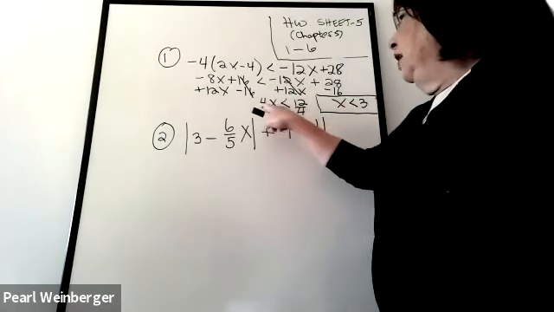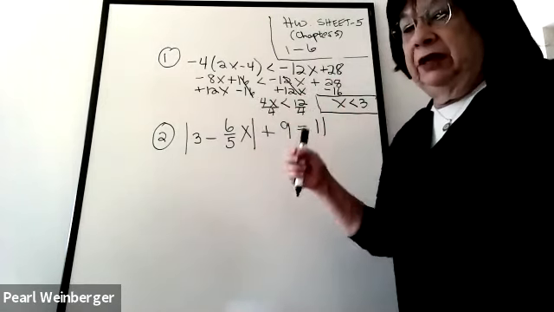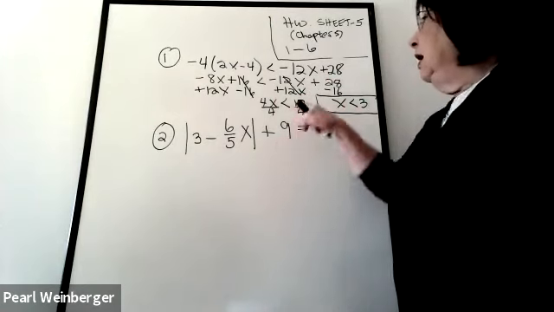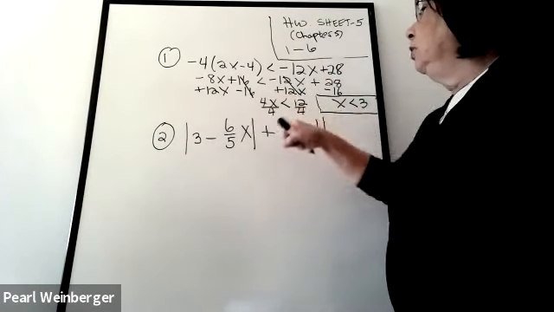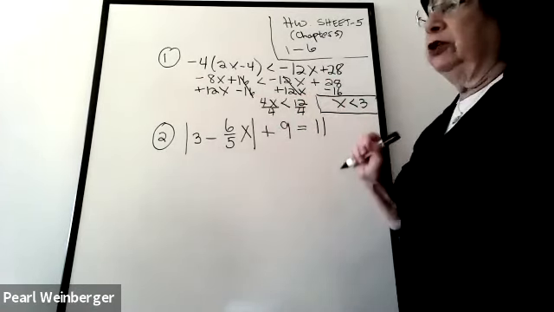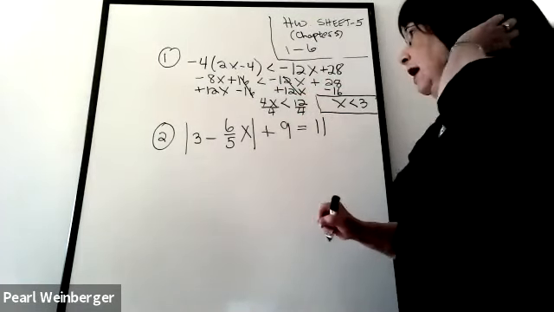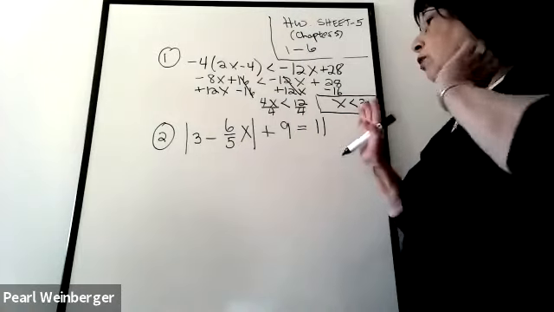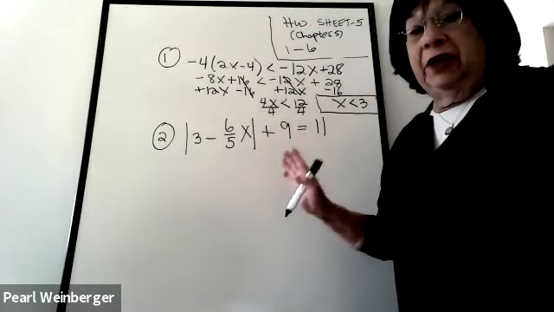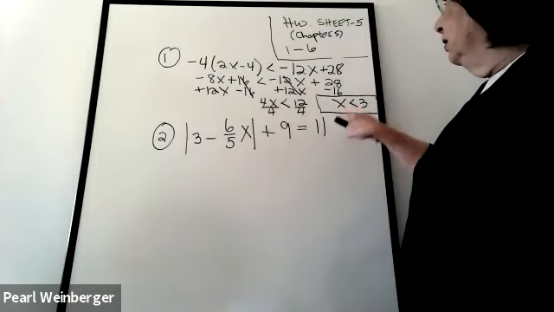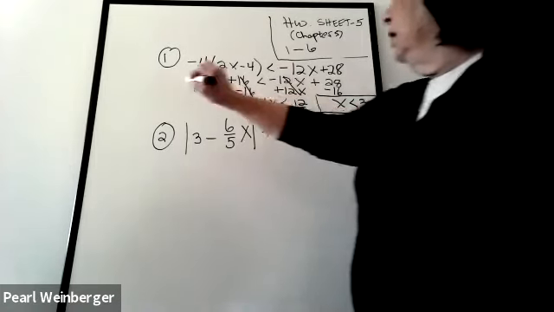Remember, when I divide by a positive number, I leave the direction of the inequality the same. If this would have been a negative number, I would have switched the direction of the inequality. I switch the sense of the inequality only when I'm dividing by a negative number. The solution is x less than 3.